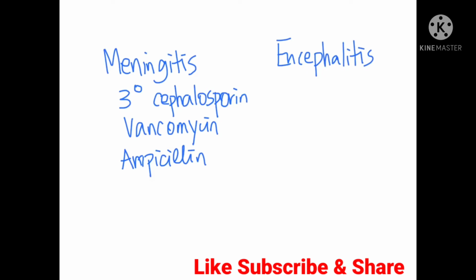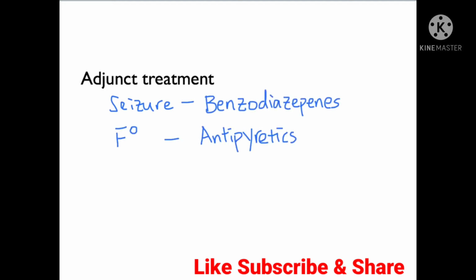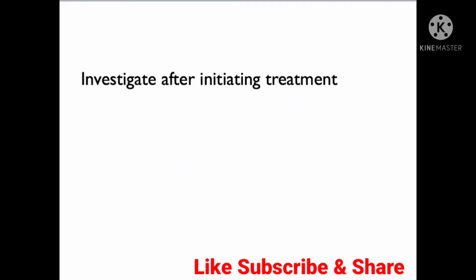For encephalitis, the choice of antiviral is usually acyclovir. There are also other adjunct treatments. For seizures, we often use benzodiazepines. For fever control, antipyretics. For patients with suspected bacterial meningitis, sometimes dexamethasone is given with the first dose of antibiotics. It is best to discuss with your staff. Again, if you are suspicious that your patient might have meningitis or encephalitis, we would want to initiate treatment first, and then we will start to investigate.